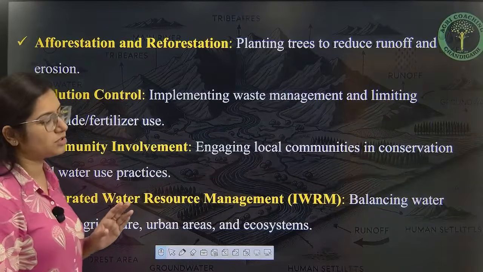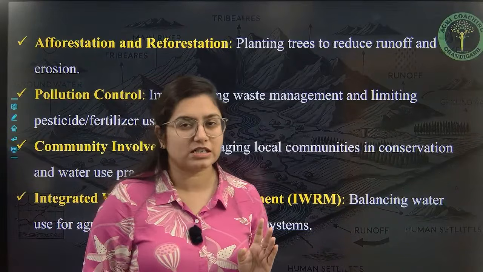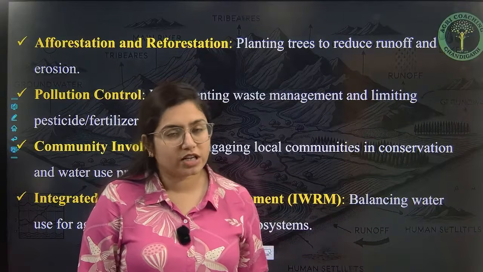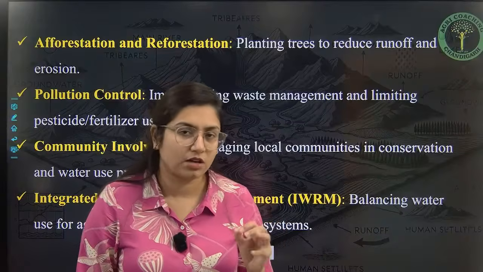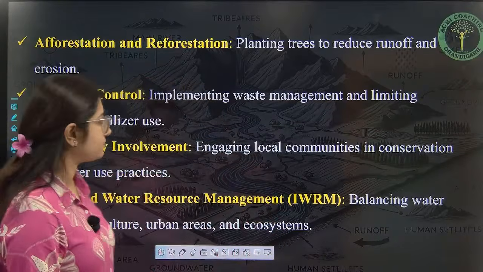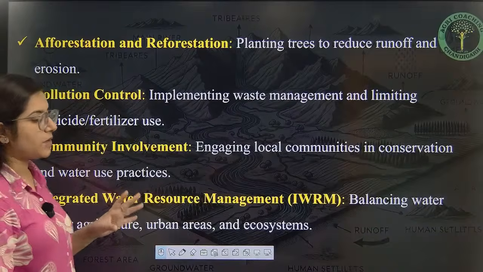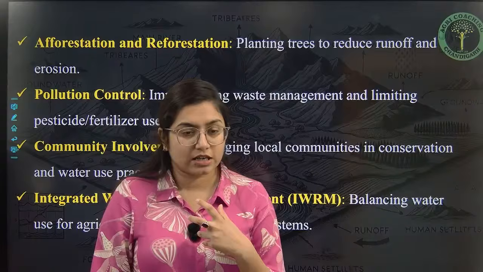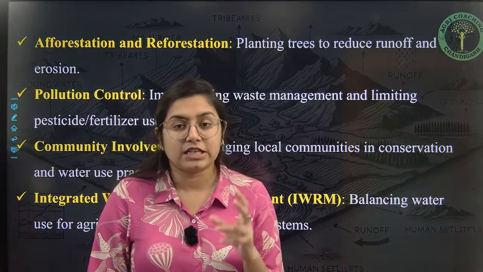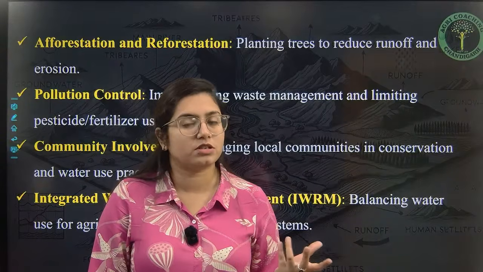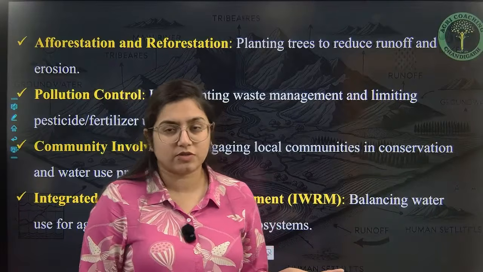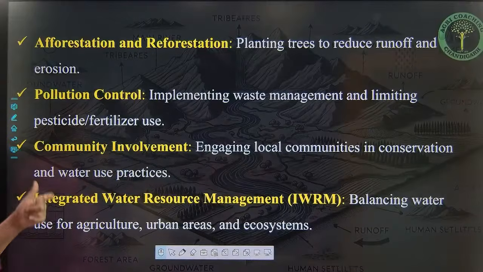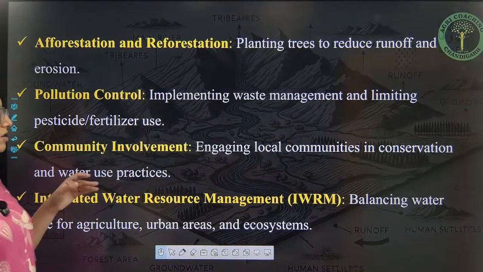Apart from that, pollution control. Yes, it is very necessary to control the pollution. Why? Pollution has a great potential in degrading the quality of water and soil and air as well. Community involvement: till the local communities are not engaging themselves, not taking the first step forward, it is not practically possible to conserve the natural phenomena, to conserve the soil and water, and hence the watershed. Then integrated water resource management, balancing the water use for agriculture, urban areas and ecosystem.